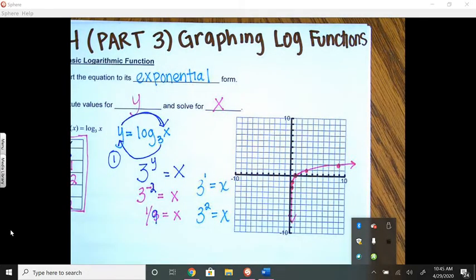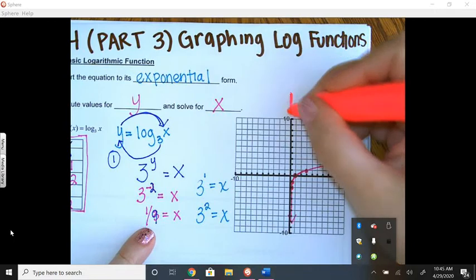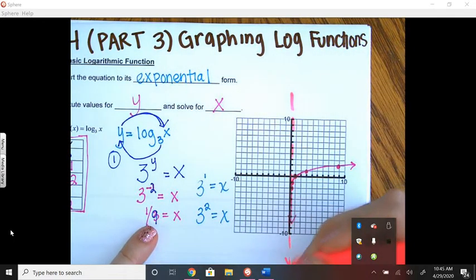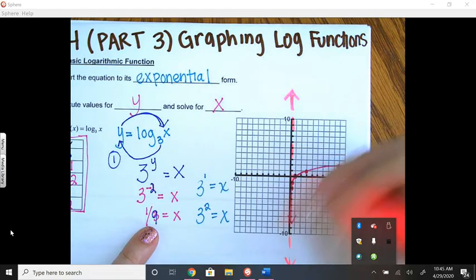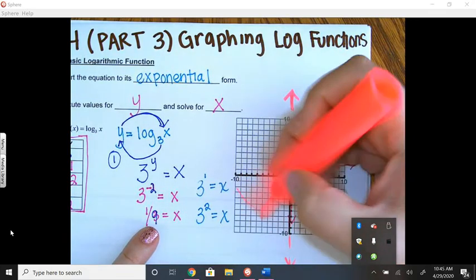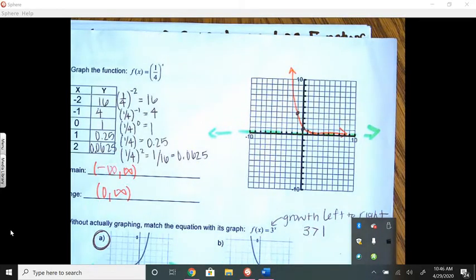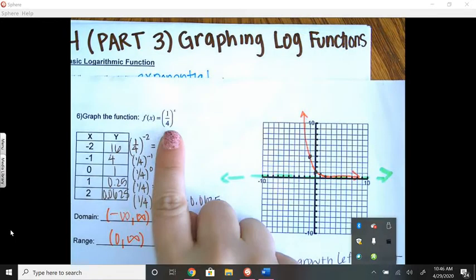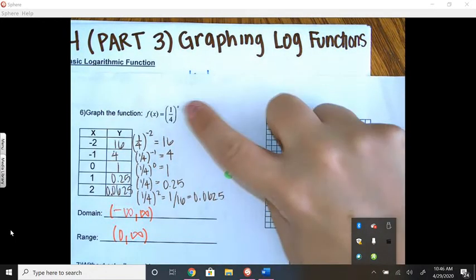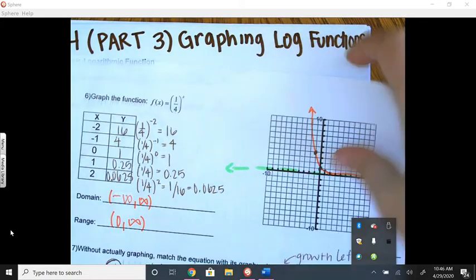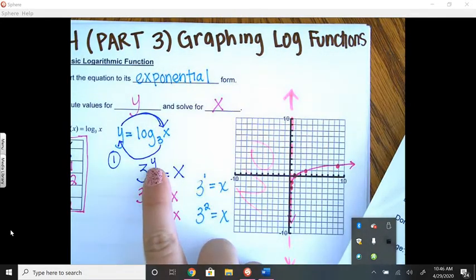You could draw a vertical dashed line here, and it's not really there, to remind yourself that it will never cross into that area. So no, it will never go over here. This is very similar to our last section of notes when we were graphing exponentials, where you could see the x is in the exponent spot, whereas here it is the y once we've converted it.